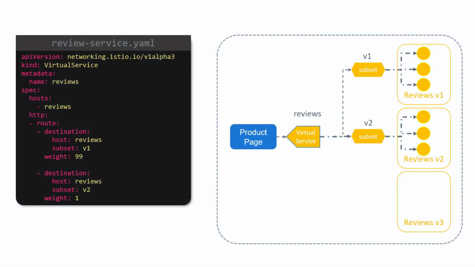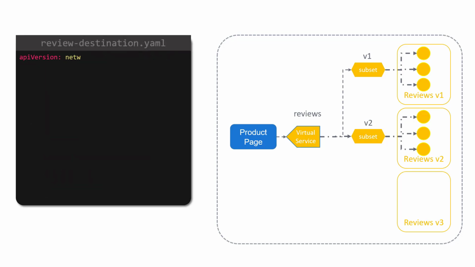Earlier, we talked about virtual services and how the reviews service can be configured with a virtual service to distribute a percentage of traffic to different versions. We know that 99% of traffic is sent to the subset v1 and 1% is sent to subset v2. So, where and how are these subsets defined? Subsets are defined in destination rules.